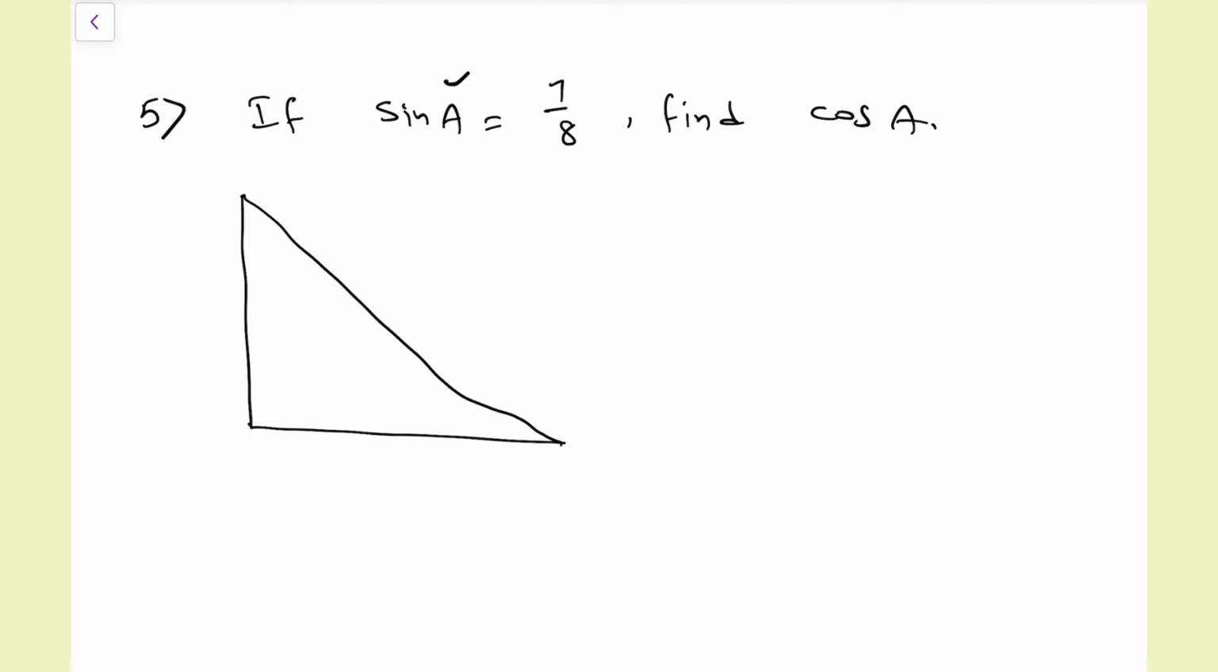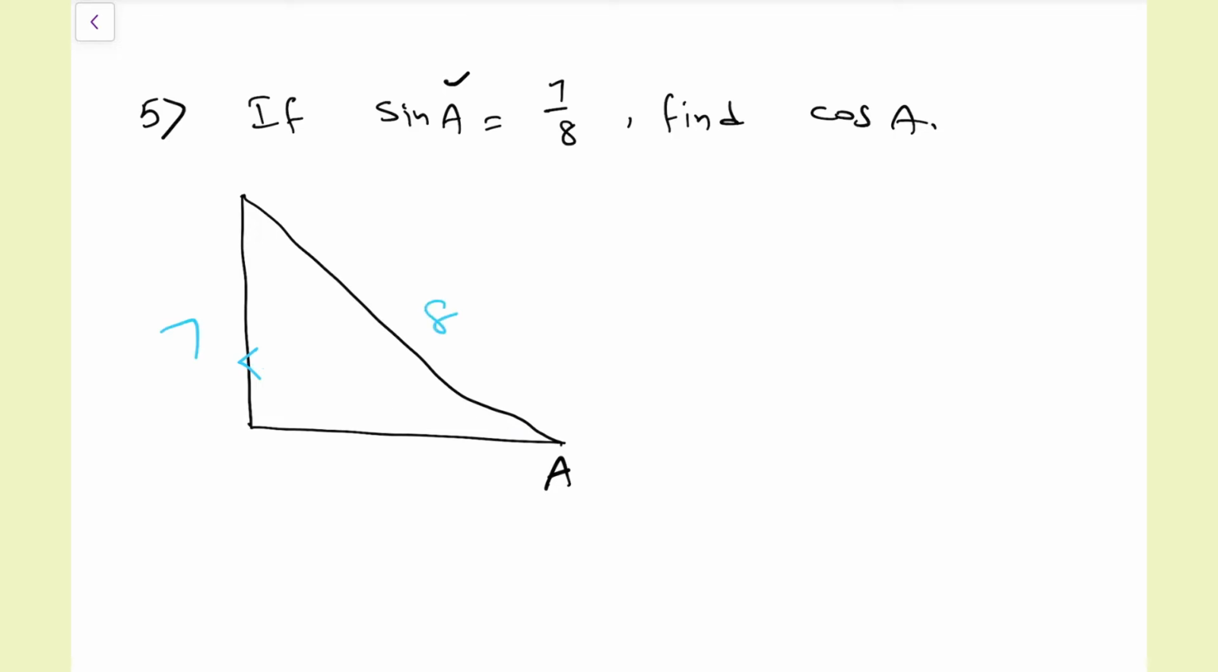Alphabet A is given, right? So I am taking this as angle A. If in case they give theta, then you need to write theta inside of it. Sin A equals 7 by 8. Sin is nothing but opposite by hypotenuse, right? So for this A, this is opposite and this is hypotenuse.